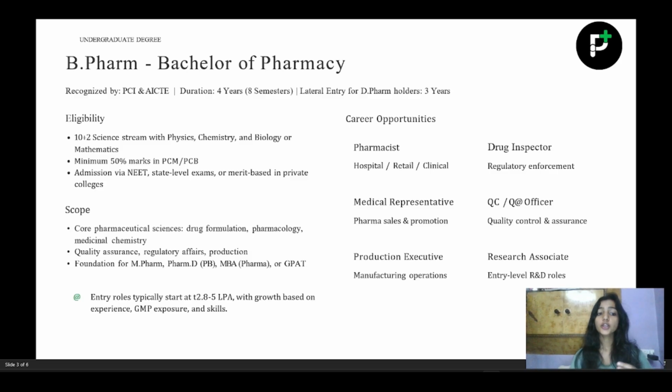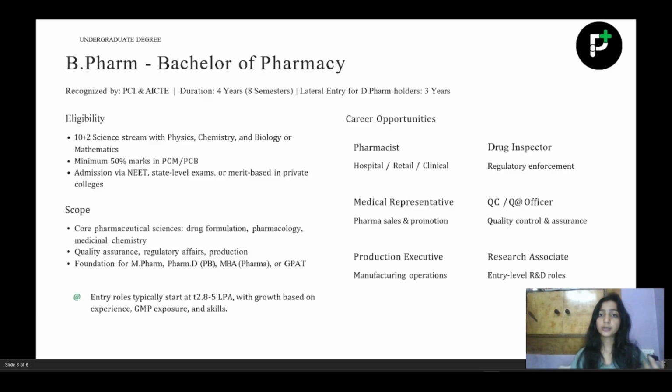Scope of B.Pharm is you get the deep knowledge of core pharmaceutical sciences of drug formulation, pharmacology, medicinal chemistry, regulatory affairs, quality assurance, and production. And if I talk about the foundation course, B.Pharm acts as a foundation course in M.Pharm, Pharm.D, and MBA, and it also makes you eligible for exams like GPAT. Career opportunities after B.Pharm are a pharmacist, a hospital or retail, medical representative, production executive, drug inspector, QC or QA officer, and also you can work as a research associate.